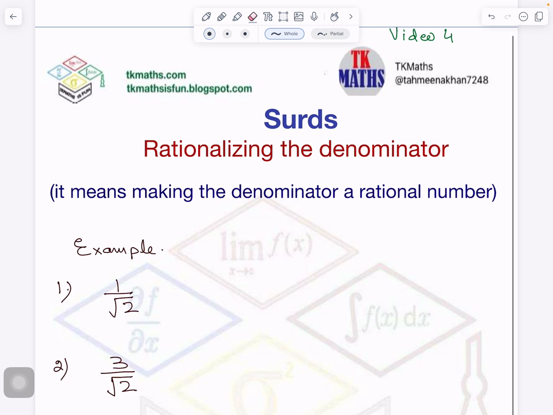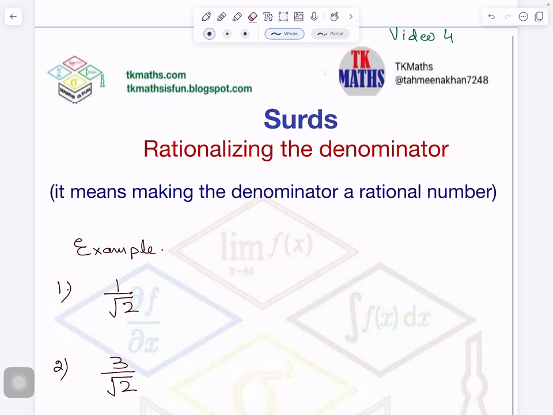In today's video, we will learn rationalizing the denominator for the surds, and this is video number 4 on the topic of surds. In the previous videos, we have seen addition, subtraction, multiplication, division, and a challenging question in which all the 4 operations were applied in the form of a word problem.